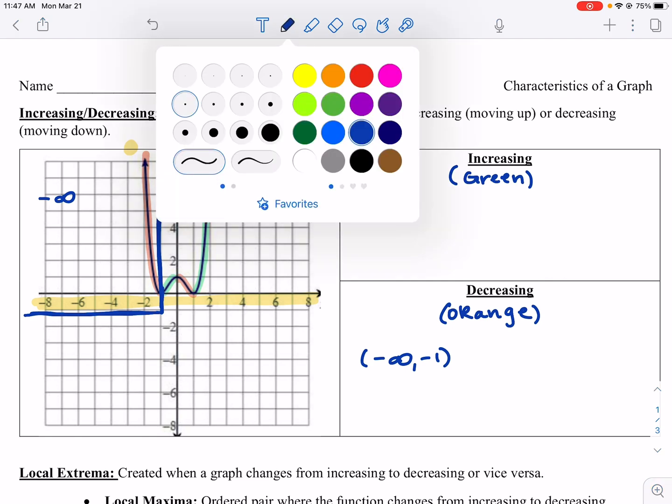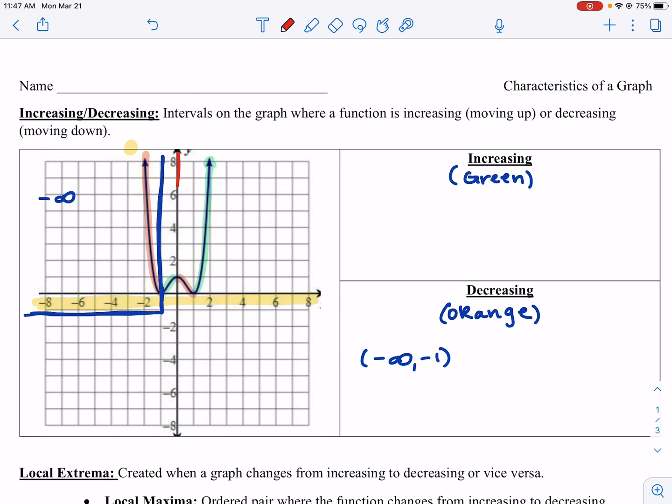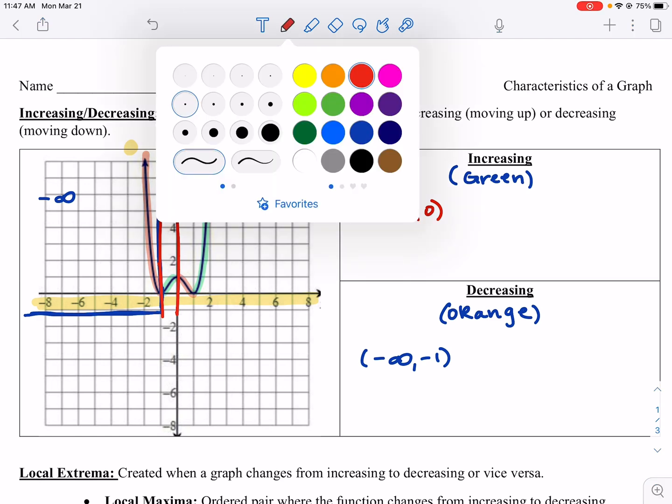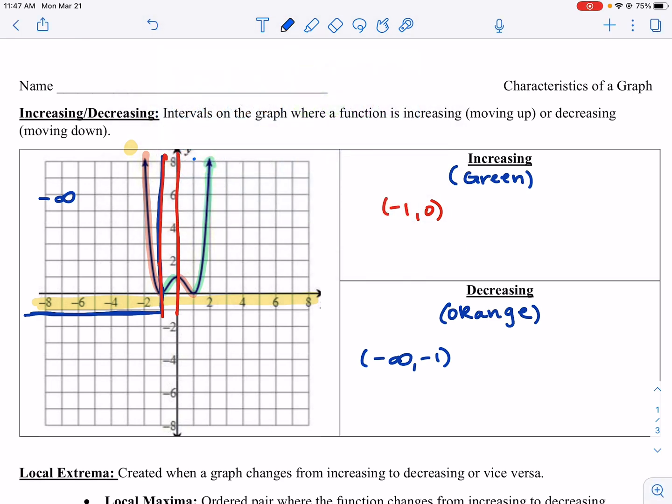The next section where something is changing is between these two lines right here. This is where that green highlighted section is. So I would say the green is increasing from -1 to 0. And notice that I'm using these parentheses to describe the movement from one place to the other. I switch back to the other color here, going back to this section right here. So it is orange between these two x values. So I would say it is also decreasing from 0 to 1.